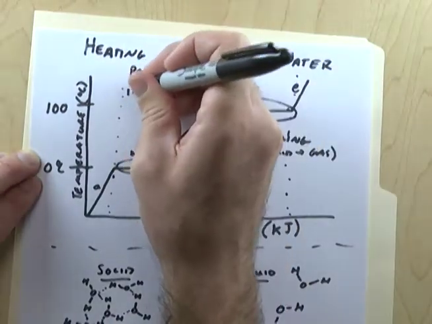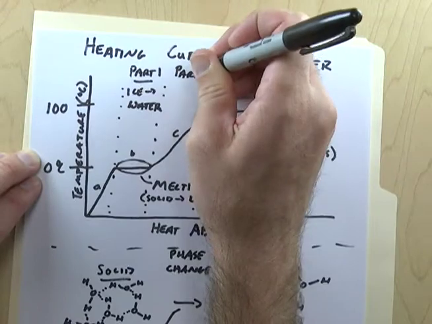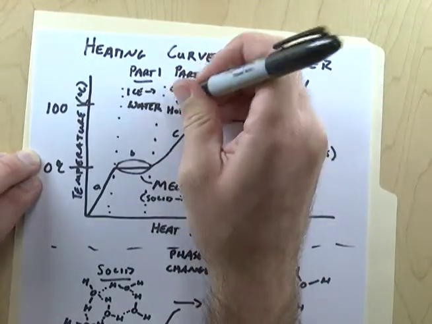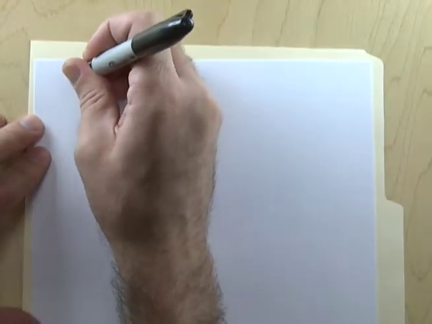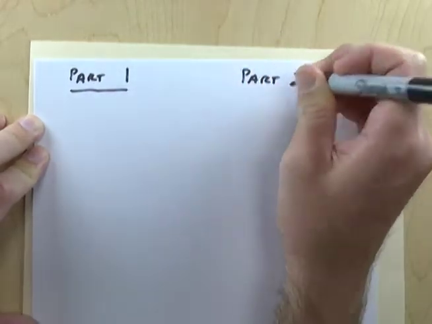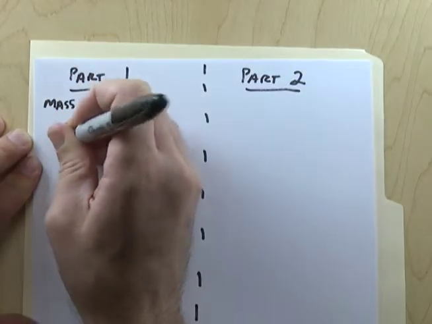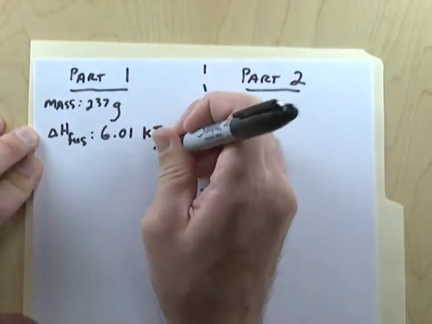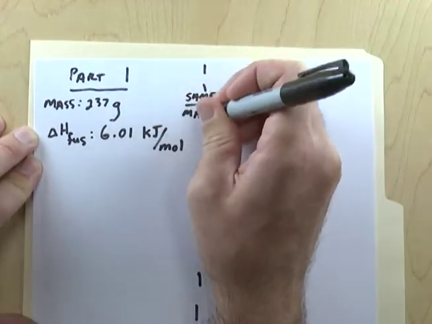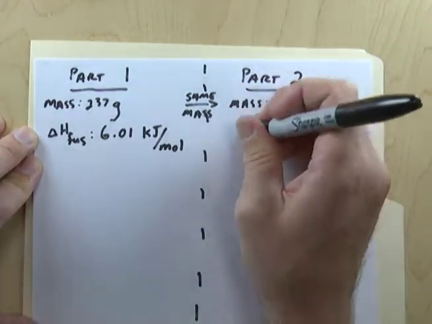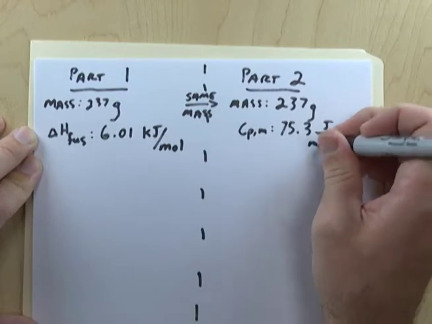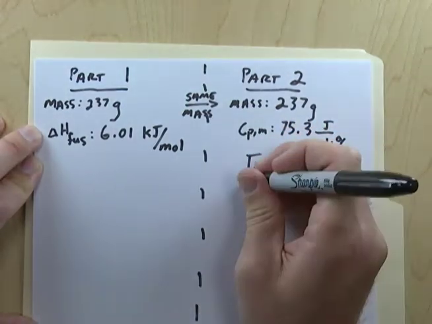For our problem, we have two parts: the phase change from solid ice to liquid water at 0 degrees Celsius, and the heating of liquid water from 0 degrees Celsius to 80 degrees Celsius. Therefore, we need to determine the amount of energy required for each section of the heating curve, and then add them together for the overall solution. In the first part, we know that we have 237 grams of ice, and that the heat of fusion for ice is 6.01 kilojoules per mole. In the second part, we know that the same 237 grams of liquid water is heated from 0 degrees to 80 degrees Celsius, and that the molar heat capacity of water is 75.3 joules per mole degrees Celsius.